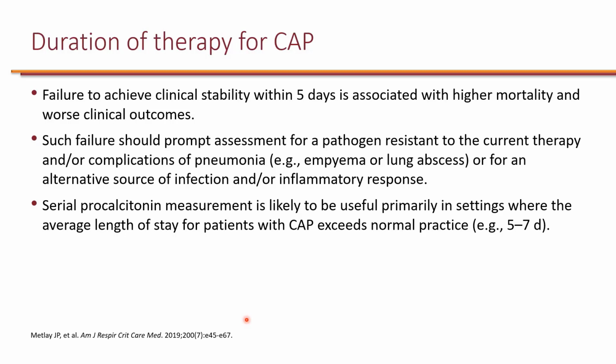One tool that we can use is serial procalcitonin in order to see when it's safe to discontinue antibiotics if the patient needs a longer duration. So once it goes beyond 5 to 7 days, we can actually get serial procalcitonin, and if the levels become low, then that's an indication that treatment has been long enough and it would be safe to discontinue.